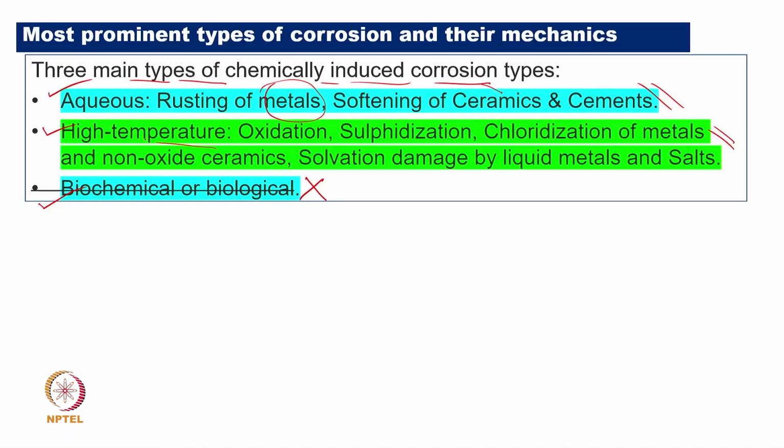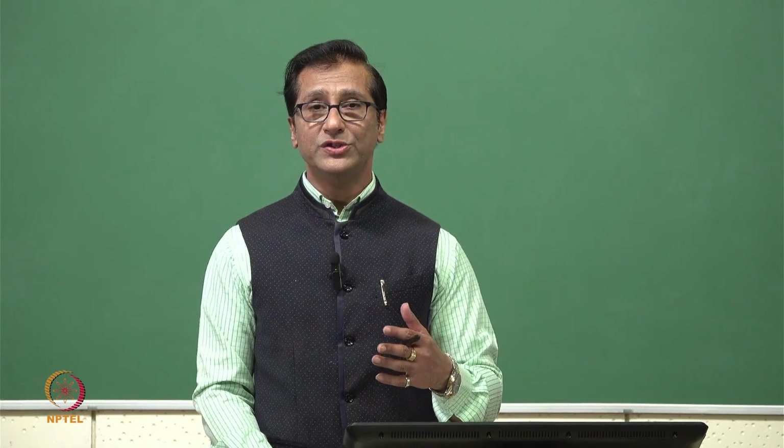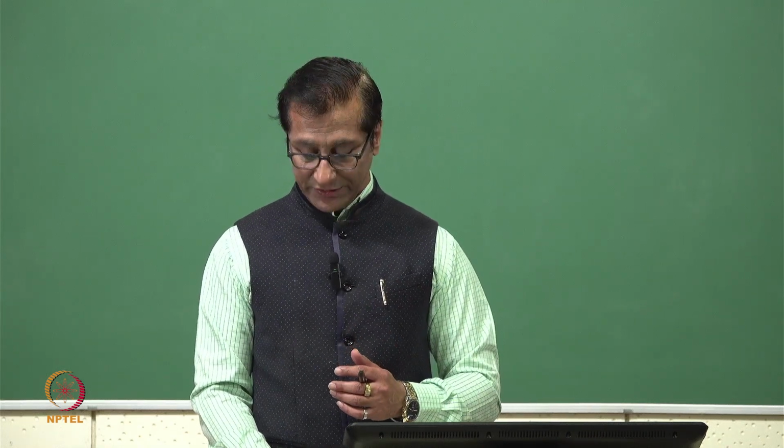In the case of high temperature, oxidation also happens fast, sulfatization also happens faster, and chlorization also happens faster. So these are the important aspects to understand. In the case of the corrosion environment and temperature, the corrosion rate will increase significantly.